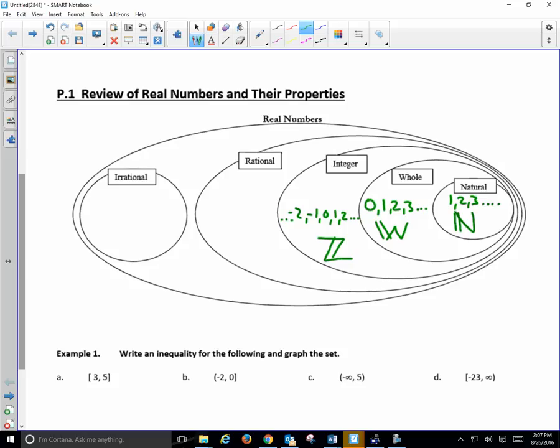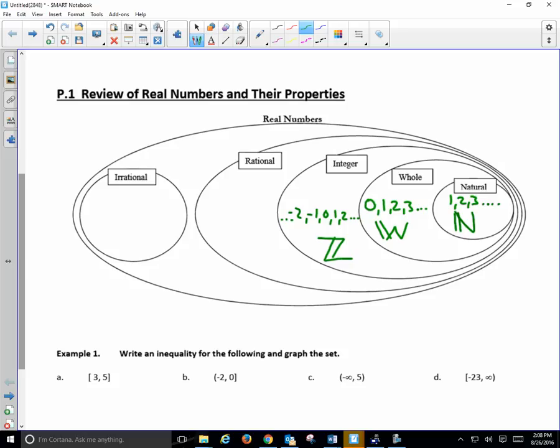I'm now going to make a statement. You tell me if it's true or false. All integers are natural numbers. That is false. Give me an example of an integer that's not a natural number. -1. Make another statement. All natural numbers are integers. True or false? True. And you can see that that's how this is organized. All the natural numbers sit inside the integer set, so they are also integers.